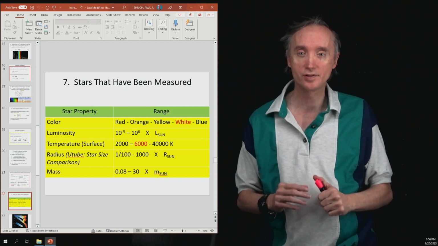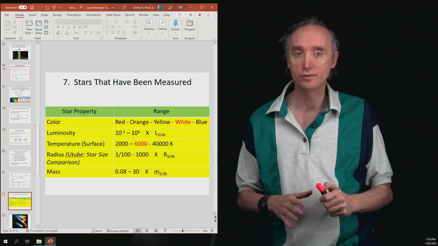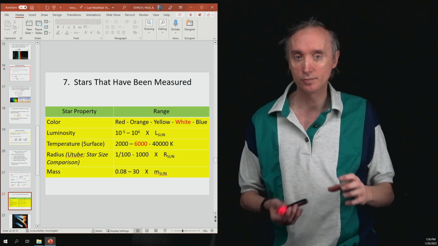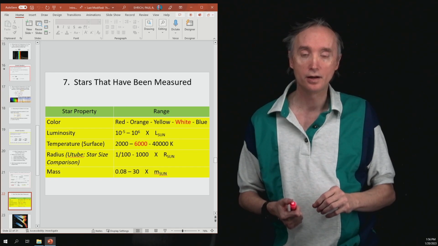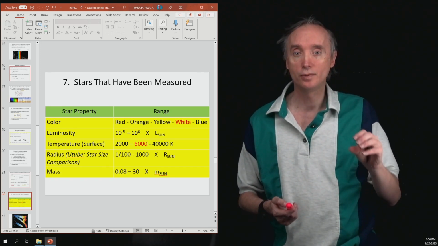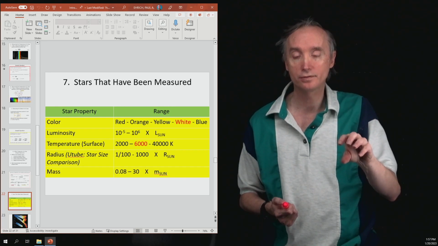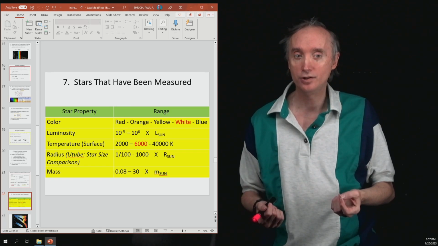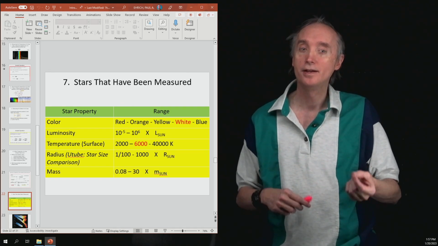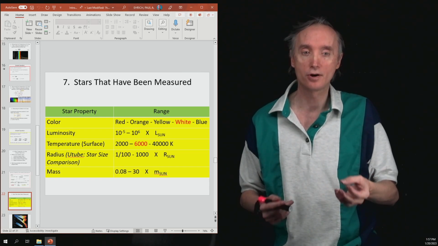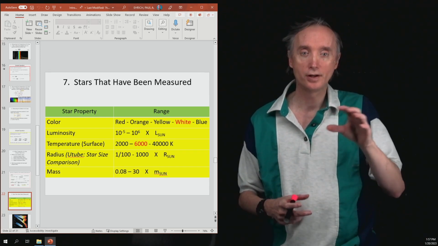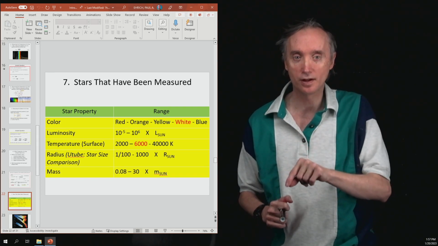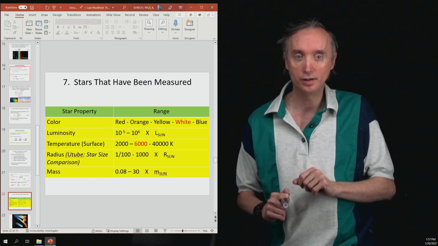Well, we found out, for example, that the colors of stars vary between being red and blue. So there are some stars that are red in color, some stars are orange, some are yellow, some are white, and some are blue. Now, our star is actually white. Now, you might be saying, yeah, but it's yellow. Well, that's because we're looking at it through our atmosphere. So if you were in outer space and you were looking at the sun, don't look at the sun, but if you looked at the sun, it would actually be white in color.